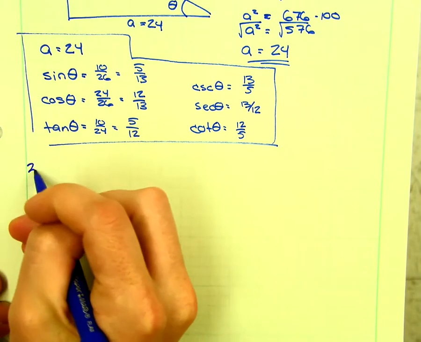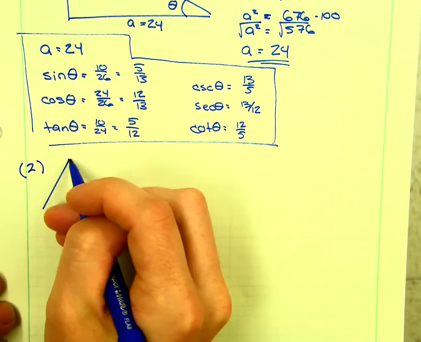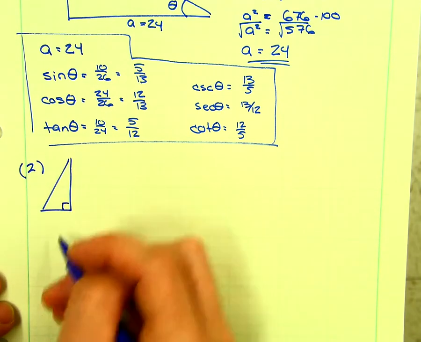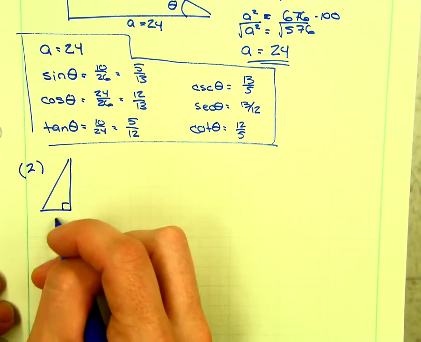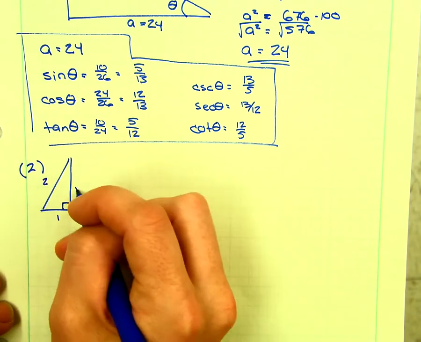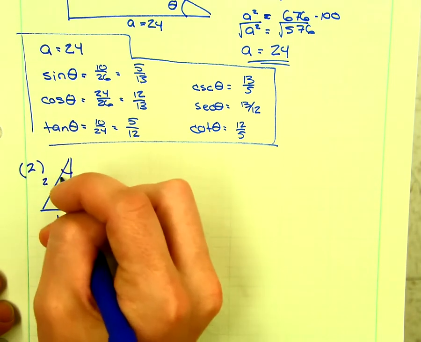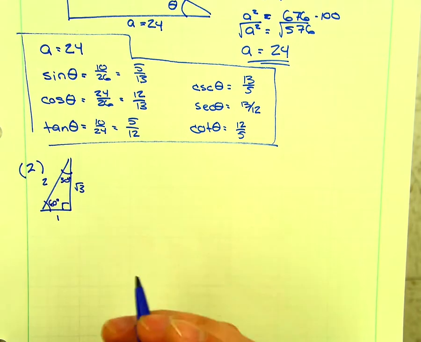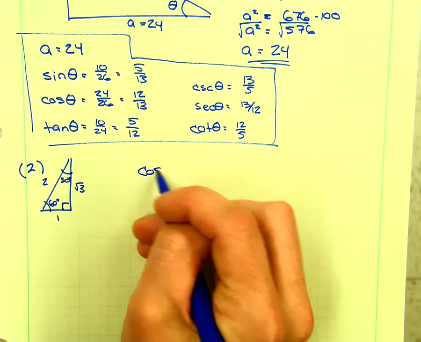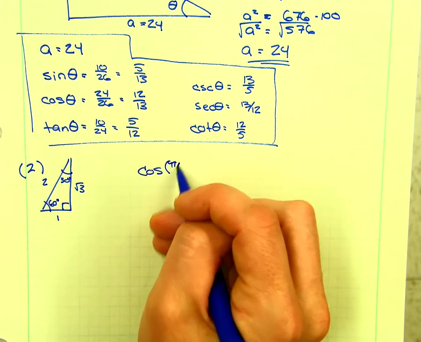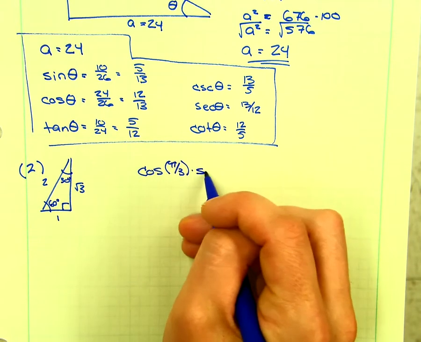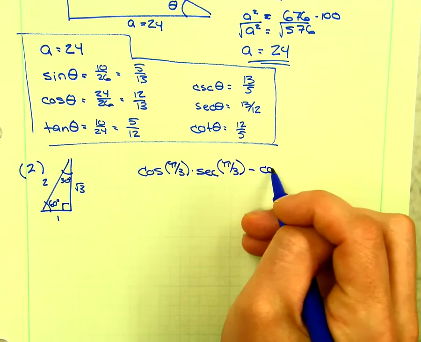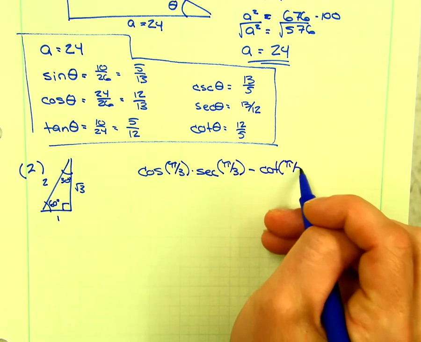Now problem number 2. I need to remember what my 30, 60, 90 triangle is. And so I'm going to start off by saying 1, 2, square root of 3 are going to be my sides. This one is going to be 30. This one is going to be 60 degrees. And the problem I'm going to give you guys is the cosine of pi over 3 times the secant of pi over 3 minus the cotangent of pi over 3.